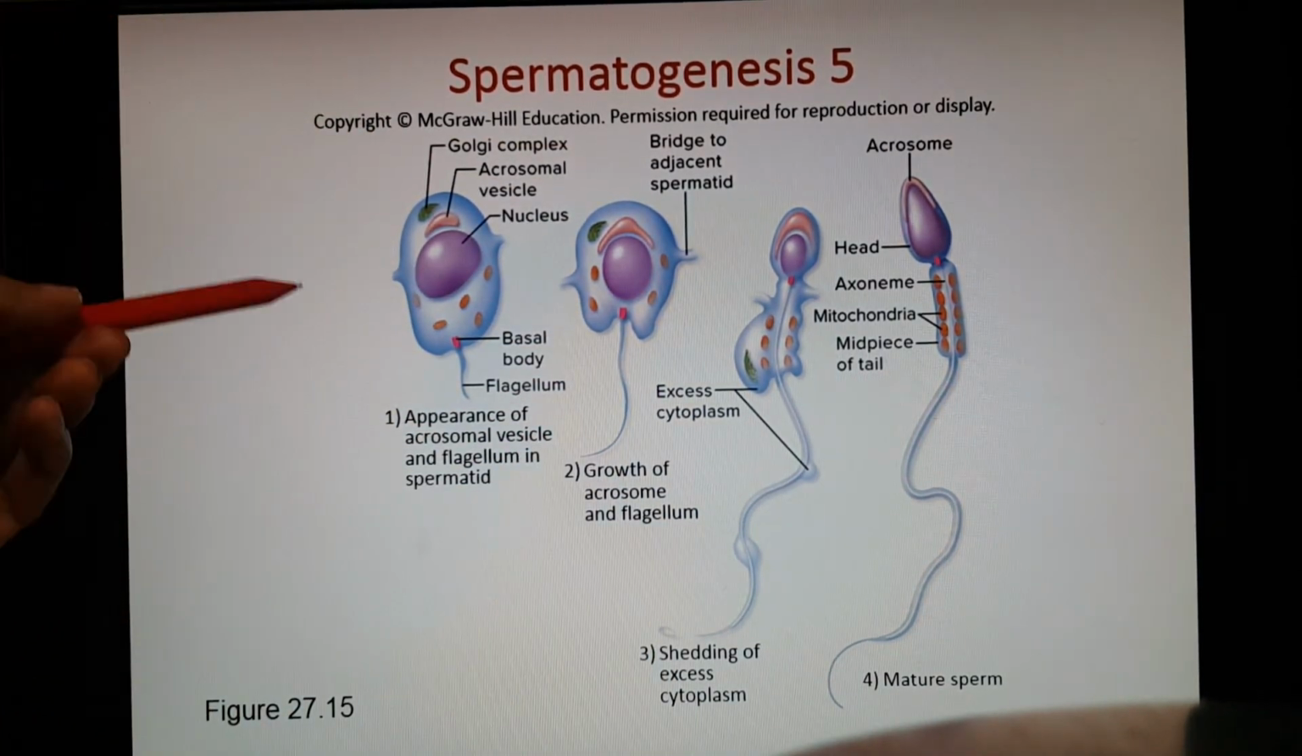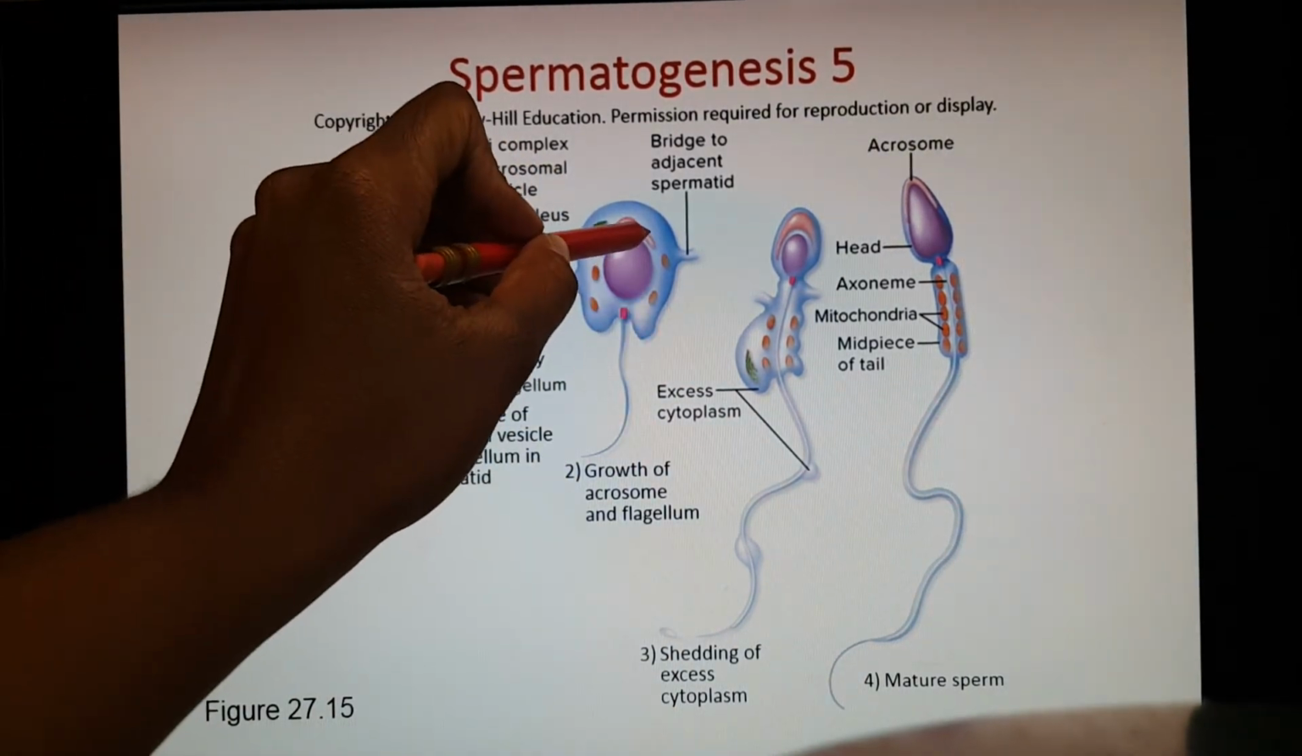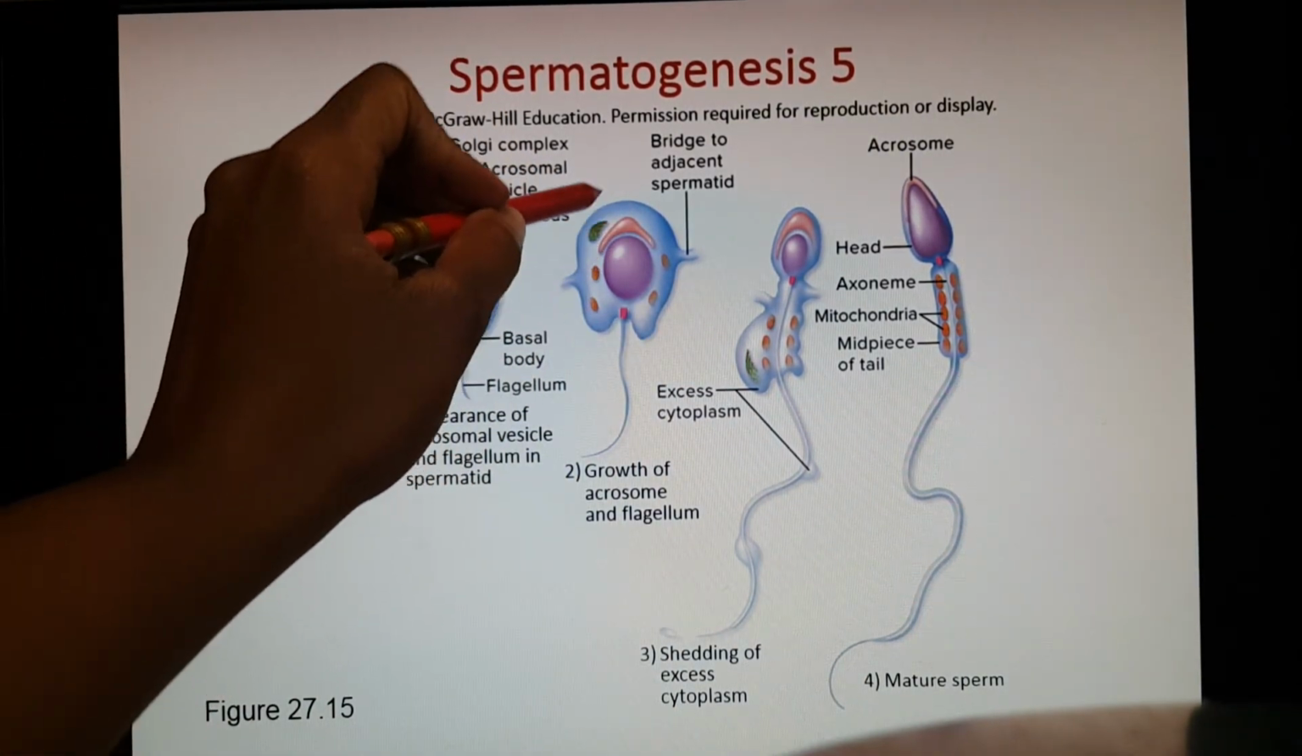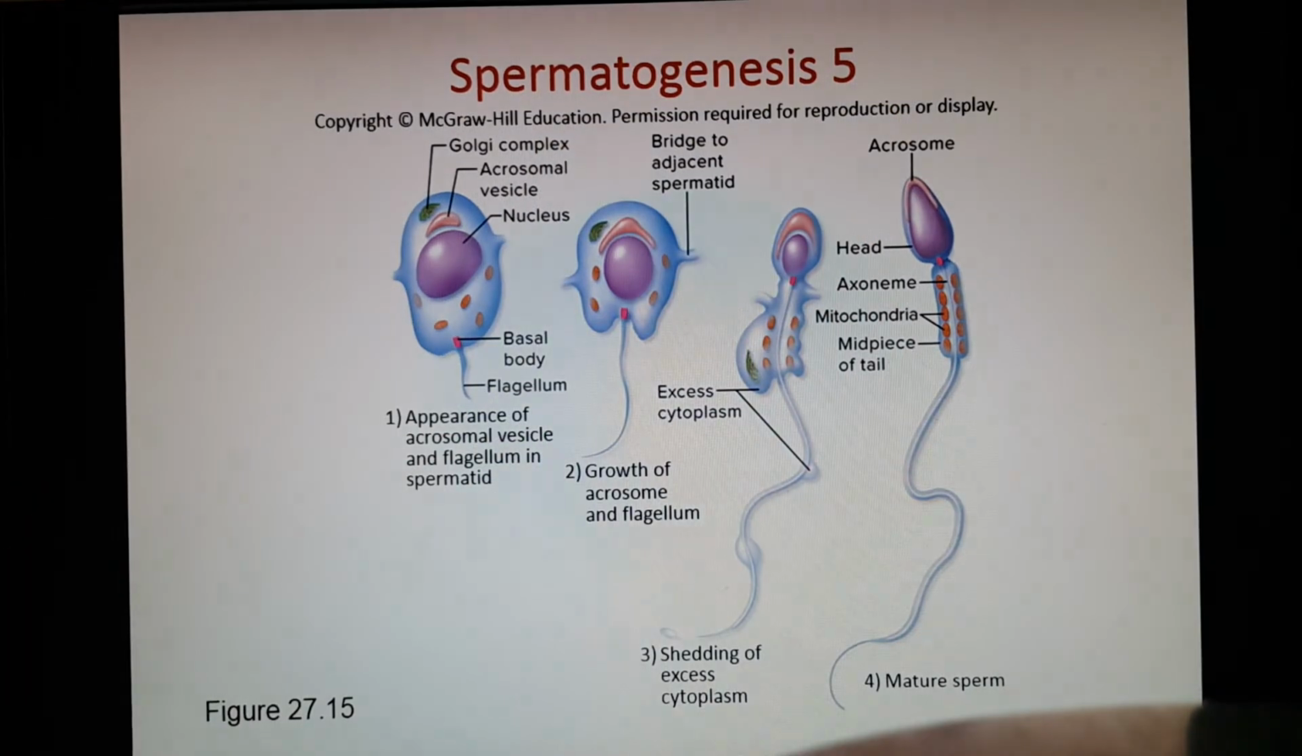So parts I'm going to point out, so here we have our acrosome, which goes towards the tip of the sperm head. That is filled with different enzymes to help break apart that external barrier on the egg so that the sperm can get inside and fertilize it.